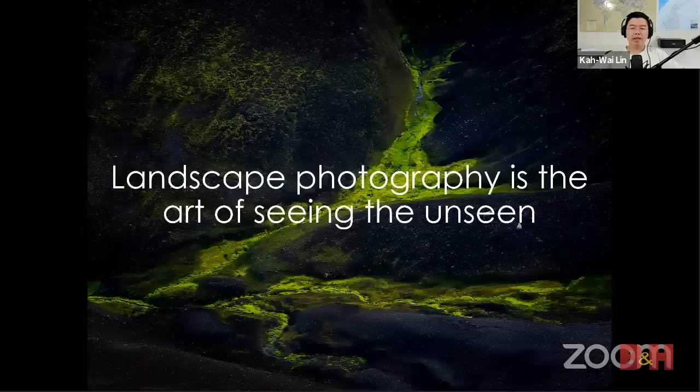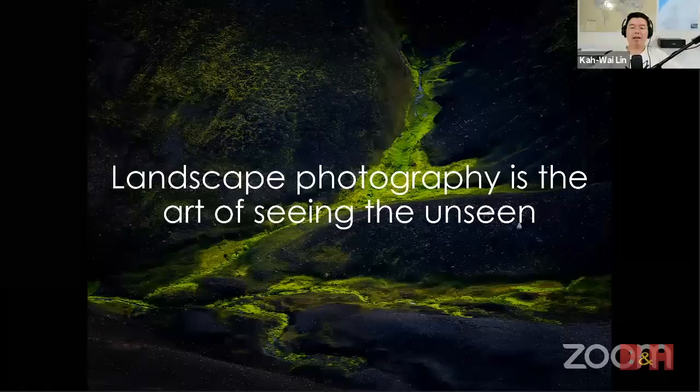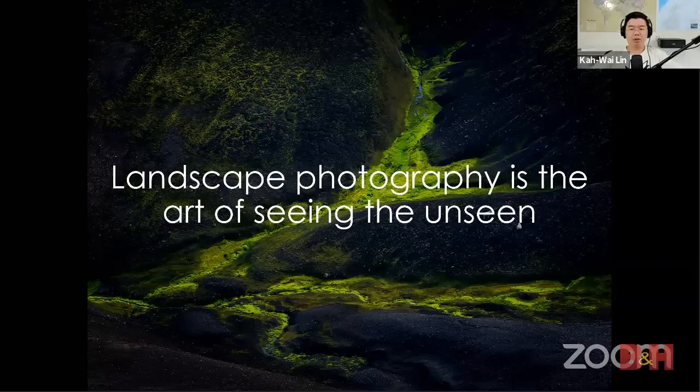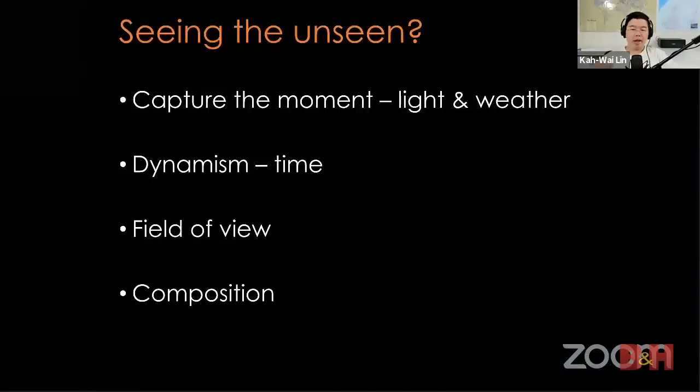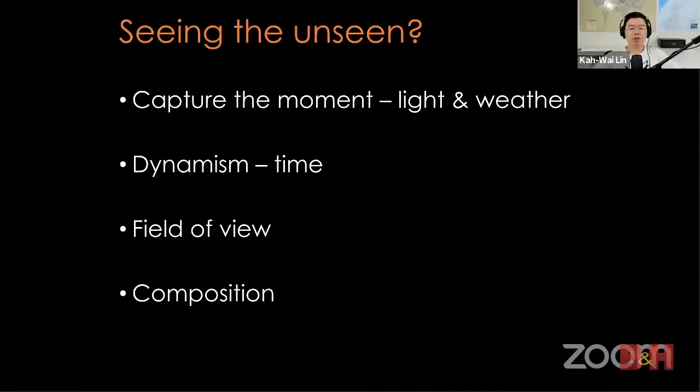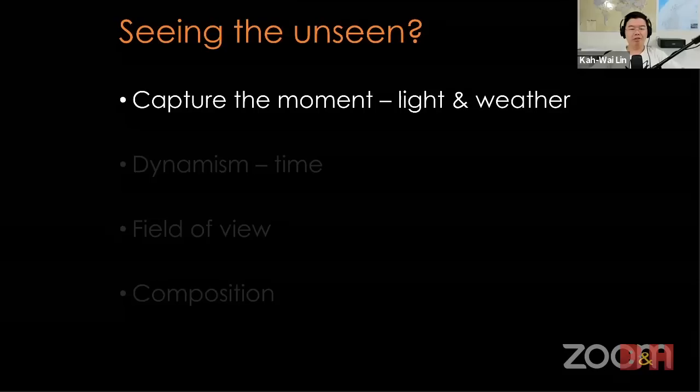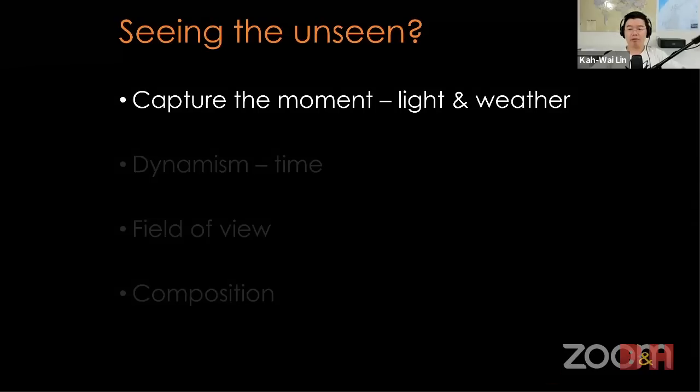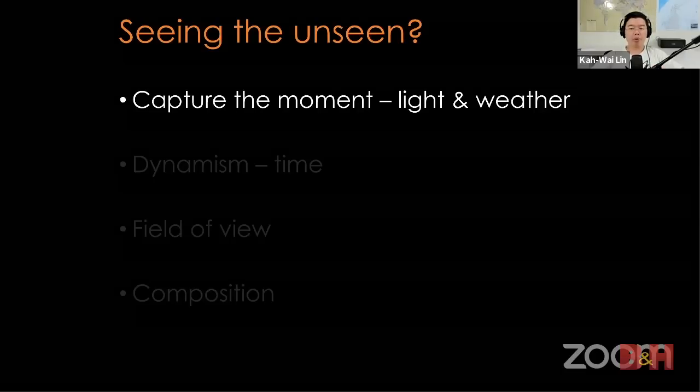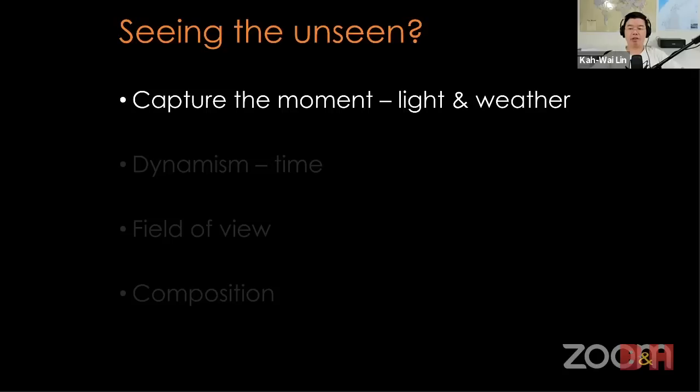So the essence of landscape photography is that it's an art of seeing the unseen. We always try to shoot something that is not easily seen in our daily life or by the naked eye. And today I'm going to share with you a few pieces of advice on how to see the unseen. The first: capture the moment using light and weather. Understanding light and weather is one of the most important elements in landscape photography because it allows us to capture the moment.